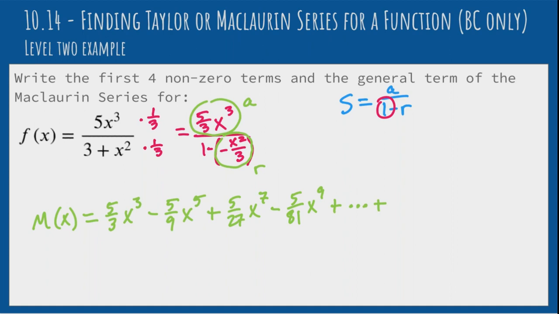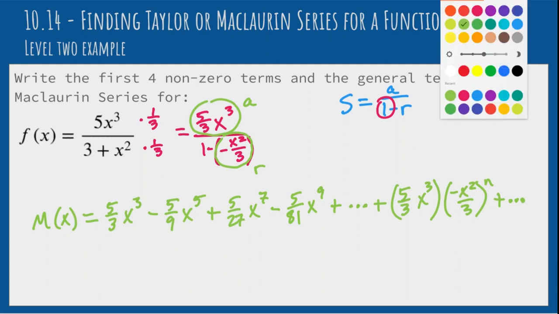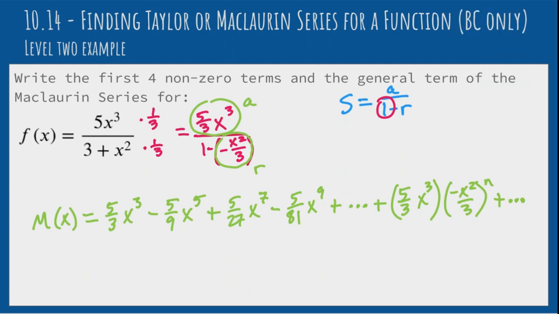All right, and then for our general term, again, we're going to take that first term, 5/3 x cubed, and we're going to multiply that by the common ratio to the nth power. And there's your Maclaurin series for this function. The question didn't ask for it, but also keep in mind, I'm going to write down, I'm not going to solve this, but this is only going to work if the common ratio is between -1 and 1. So we would need to keep that in mind.